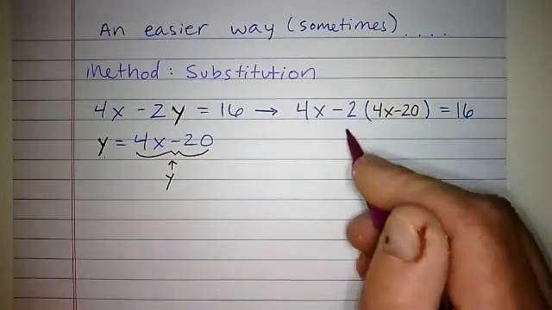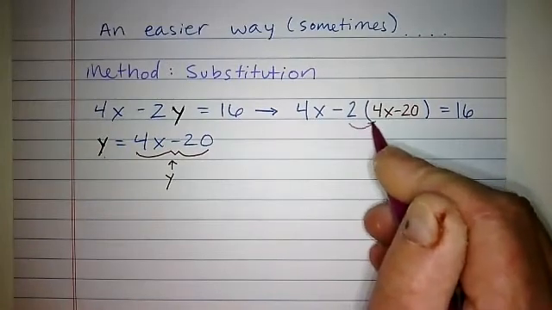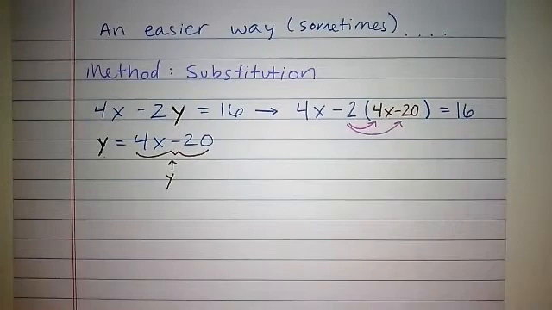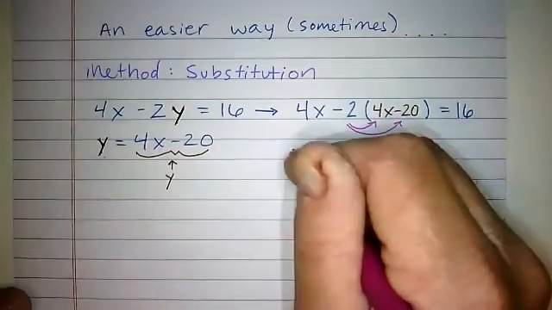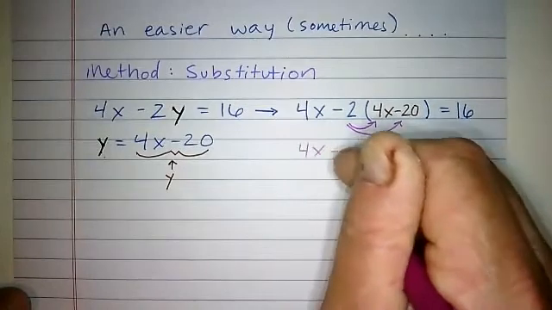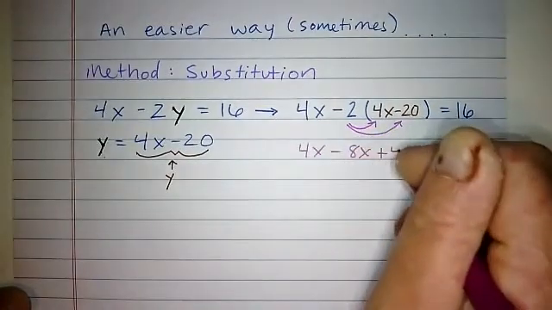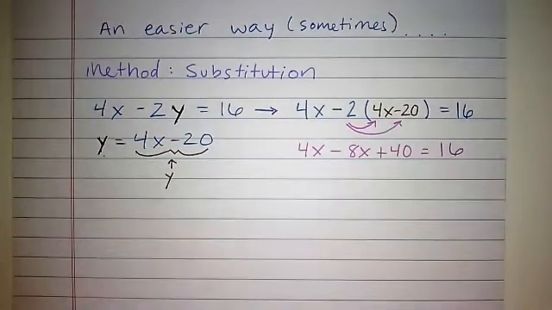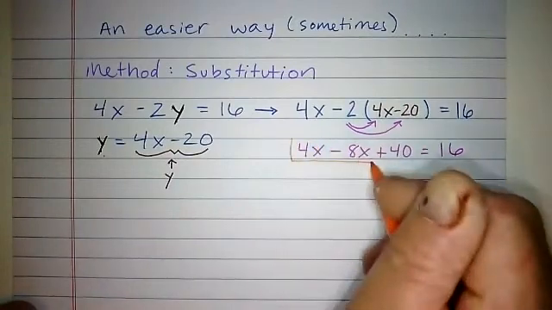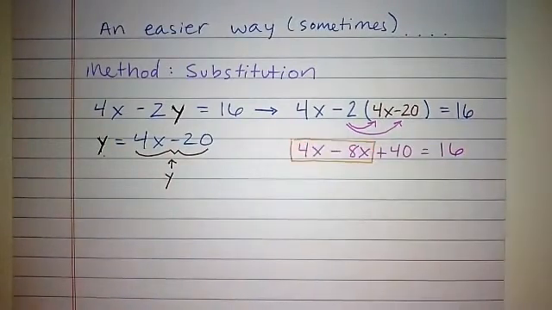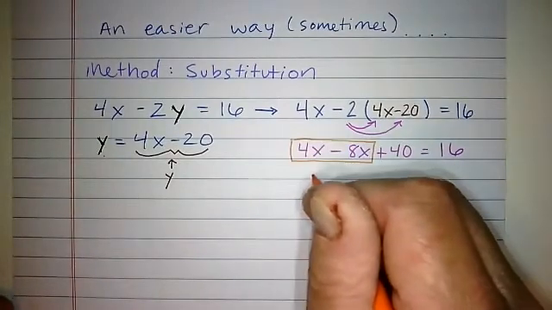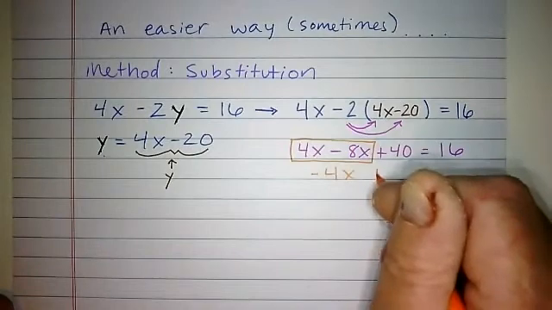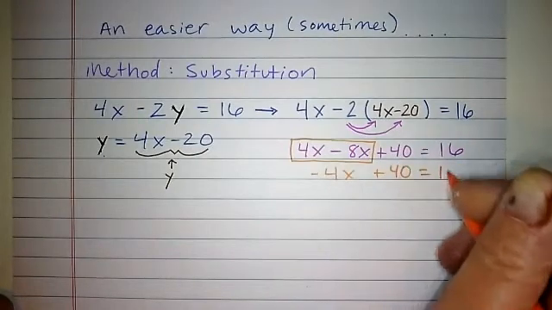So I'm going to use my distributive property here. And I'm going to give that -2 to all. So my new equation becomes 4x minus 8x plus 40 equals 16. And now what I can do to keep solving this is combine my like terms together here. So I'm going to combine the 4x and the minus 8x together, and that would make -4x. And I still have the rest of my equation here.